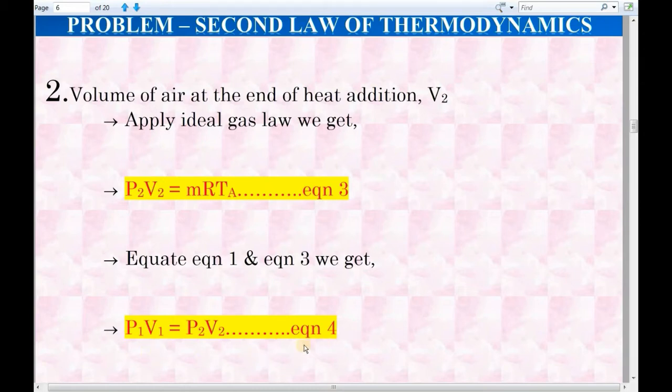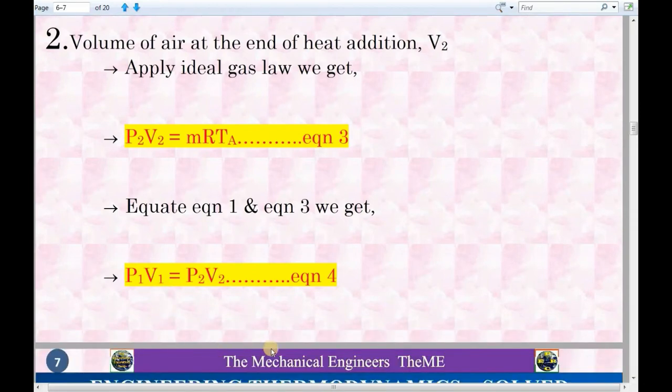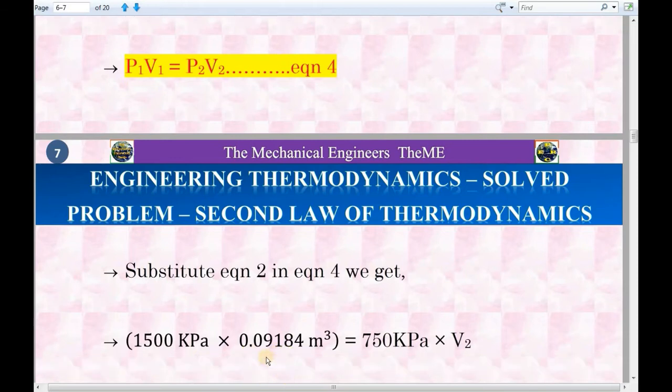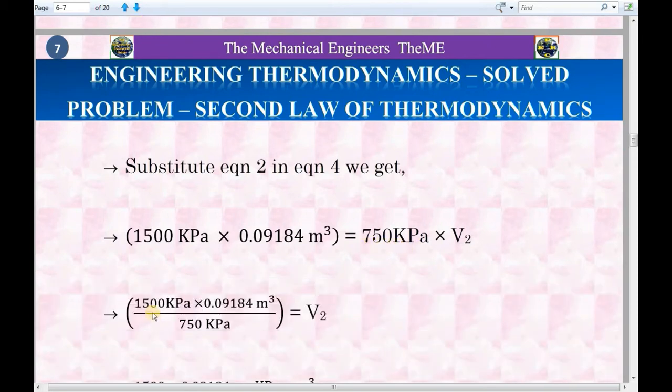In equation 4, we know the values of P1, P2 and V1 from equation 2. So just substitute the values. We get 1500 kilopascal into 0.09184 meter cube is equal to 750 kilopascal into V2. Now bring this 750 kilopascal to the denominator of LHS. We get 1500 kilopascal into 0.09184 meter cube divided by 750 kilopascal is equal to V2.